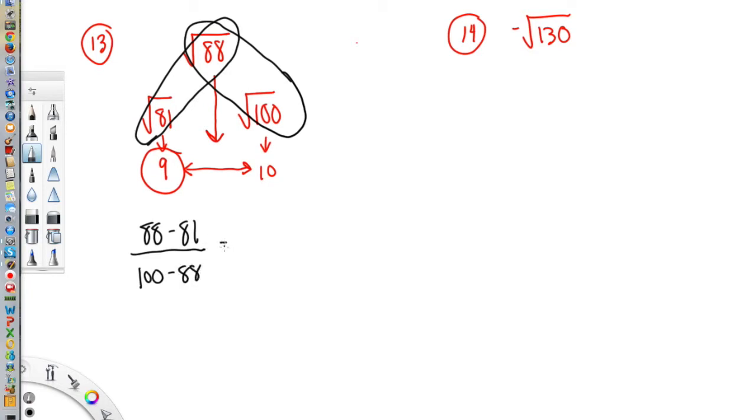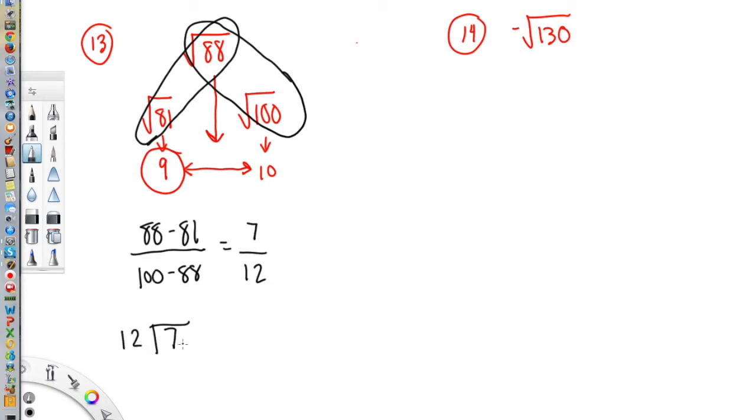88 minus 81 will give me 7. And 100 minus 88 will give me 12. So technically my answer is 9 and 7/12, but I need to change it to hundredths. So I take this fraction and convert it to a decimal. I take 7, because 7/12 means 7 divided by 12. Think of this fraction bar as really a division sign. 7 divided by 12. A fraction is just an incomplete division problem.